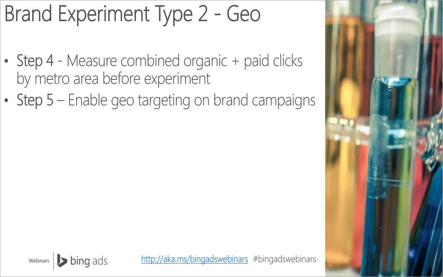Then what you do is measure combined organic and paid clicks by metro area before the experiment. And this has to be done in a time period that is the same as the duration of the experiment. So if you're running a 2-week experiment, you measure the combined organic and paid clicks for the 2 weeks before the experiment. You use that to set a baseline that you measure the total clicks during the experiment against. If you have a 4-week experiment, then you look at 4 weeks before the experiment, etc. I think 2 to 4 weeks is probably a good length to run the experiment.